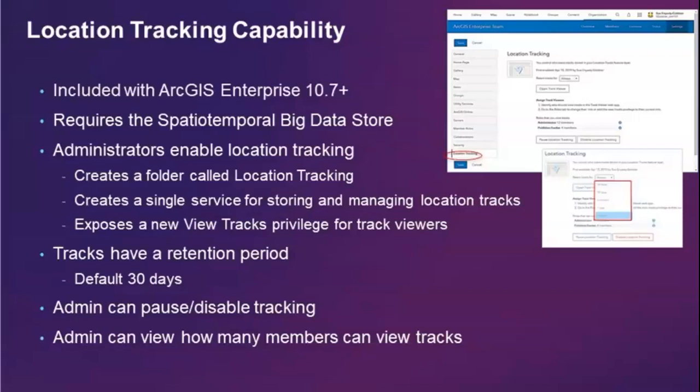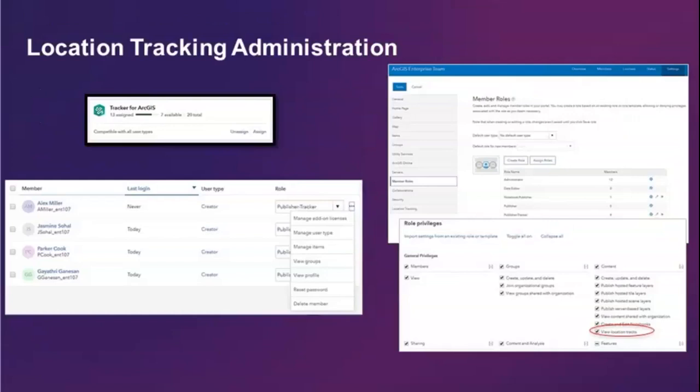By default, the track retention period in your organization is 30 days, but in Enterprise, you can set this to keeping those tracks forever. You just have to keep in mind, one, that you're going to be storing pretty big data sets, and two, it might depend on what your data retention policies are in your organization. Tracking can be paused as well as disabled. And again, we can control as an admin how many people can actually view those tracks. And we'll see all of this in action in the first demo.